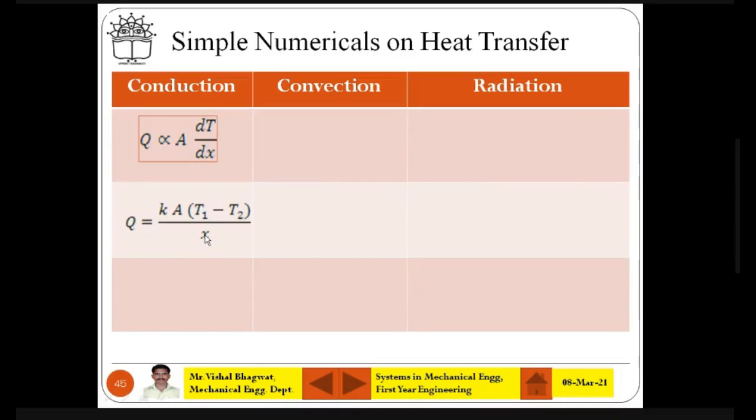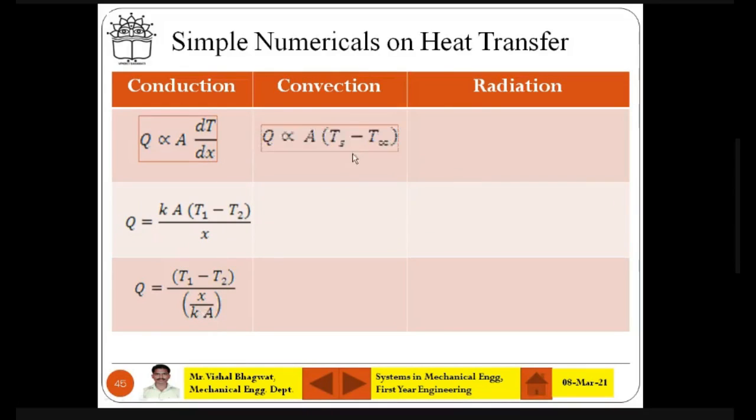So in conduction, it is thermal resistance. T1 minus T2 will remain on the numerator, and K into A you send to the denominator side. So you get X upon KA, X over K into A. That whole term becomes the resistance. So this is the transformation, and the actual thermal resistance in conduction is X upon KA, not this complete formula. This is conductive heat transfer, and X upon KA is the thermal resistance in conduction.